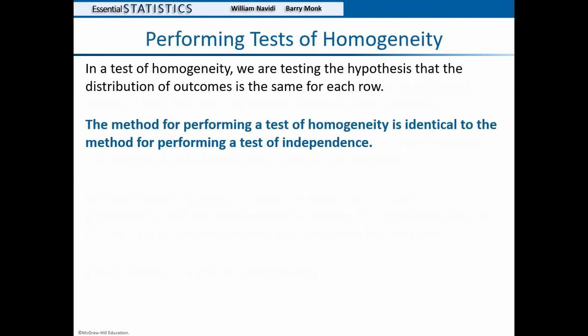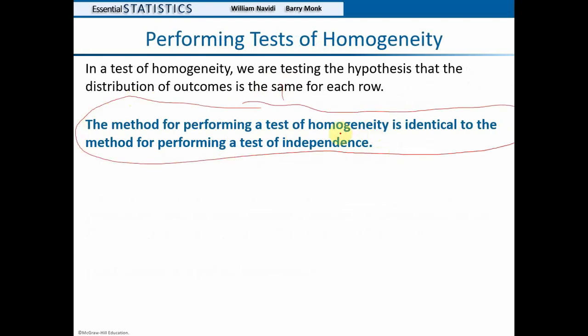Okay, so let's look. Here's the big catch on this. The method for performing a test of homogeneity is identical to the test of independence. This is what we did. We said that the columns were independent, basically that these were independent from each other.